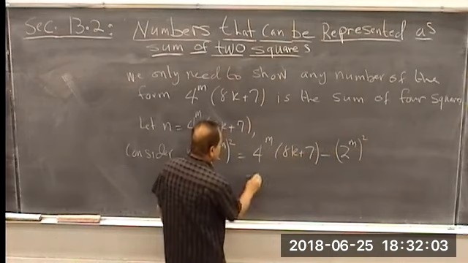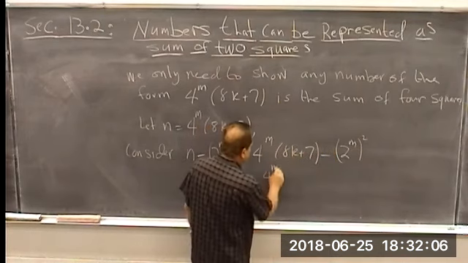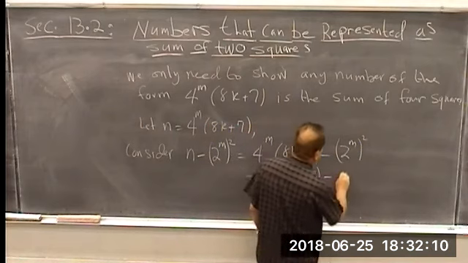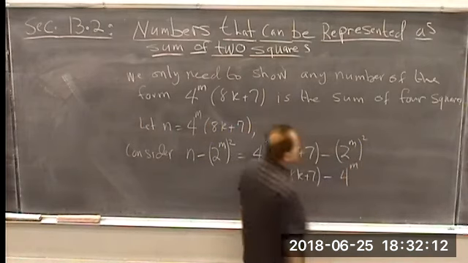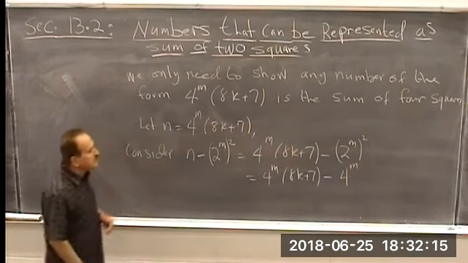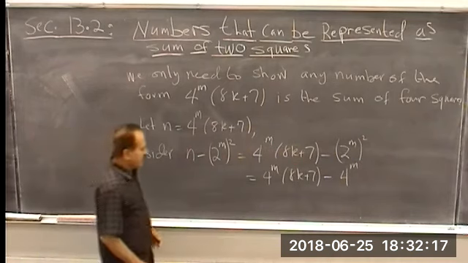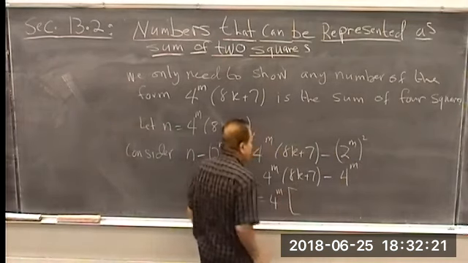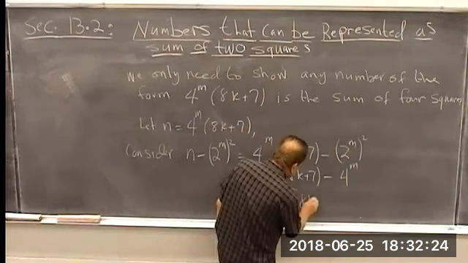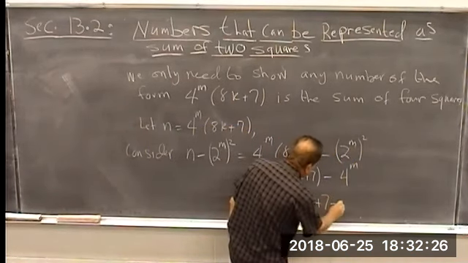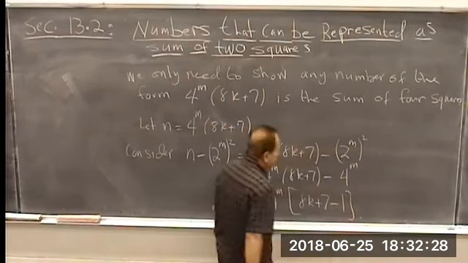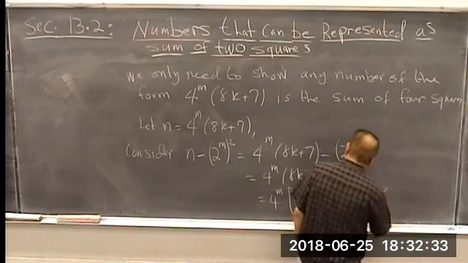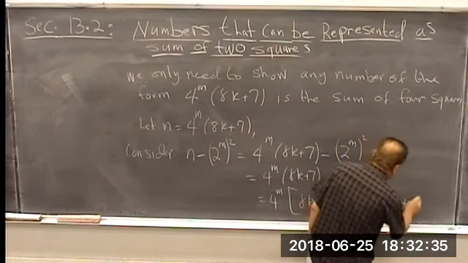I'm going to write this one as 4 to the m (8k plus 7), and I can write this one as 4 to the m, okay, 2 squared to the m, like this. And then I can factor out 4 to the m, and we end up with 8k plus 7 minus 1. And this is equal to 4 to the m (8k plus 6).